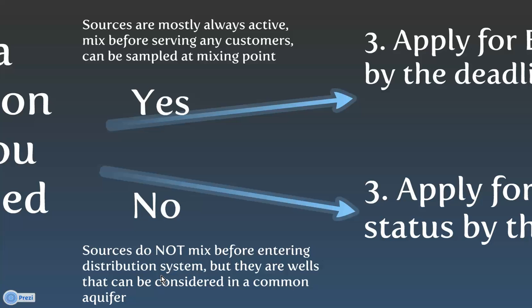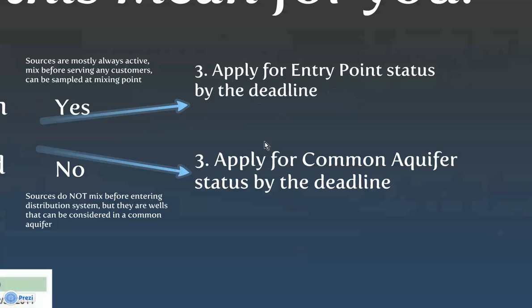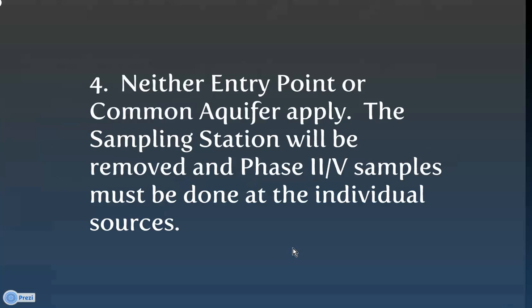So this is key. If they're mixing and can be sampled at a mixing point, apply for the entry point status by the deadline. But if not, and you do think that they can be considered to be in a common aquifer, then put together the application for the common aquifer status and get that one. One of the two, whichever works.